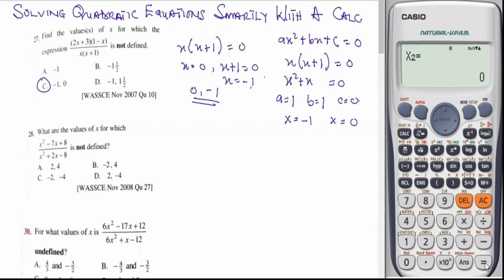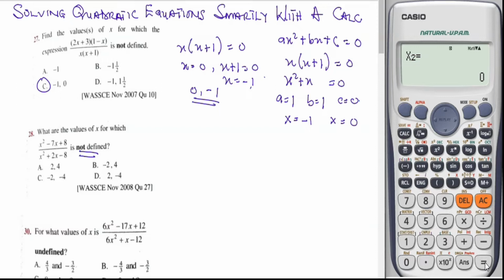Now let's go to another example whereby we are asked to find the values of x for which the function x squared minus 7x plus 8 all divided by x squared plus 2x minus 8 is not defined.